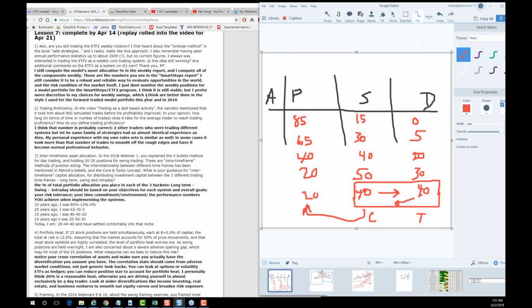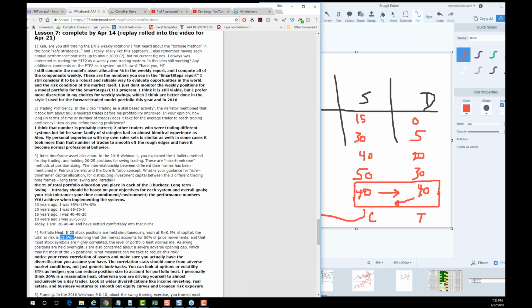So portfolio heat: if you had 25 positions at 0.5% of capital, total risk at a given moment would be 12.5%. And if the market accounts for 50% of price movements, which it does, and most stocks are highly correlated, if you choose the ones that are strongly correlated, I typically do that. I have a few that are not, but most of the ones that I'm looking at are either strongly correlated or strongly inversely correlated, so that the market direction provides information about both of those. But I take your point.